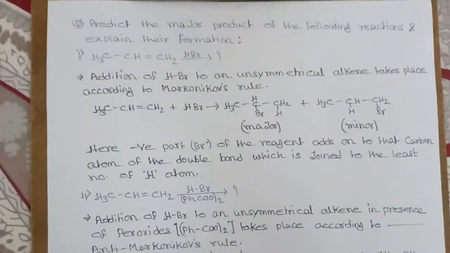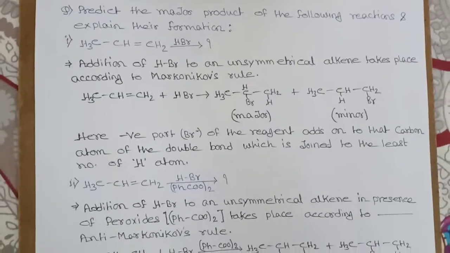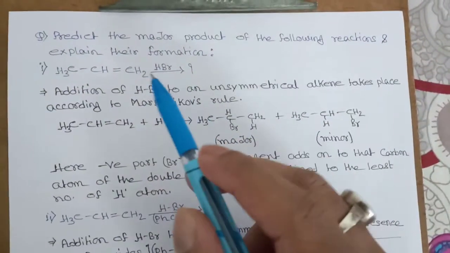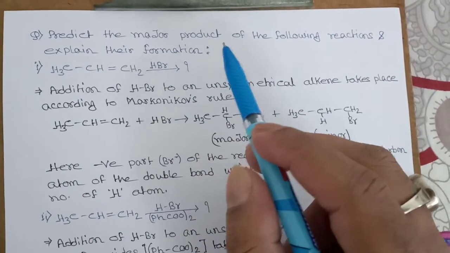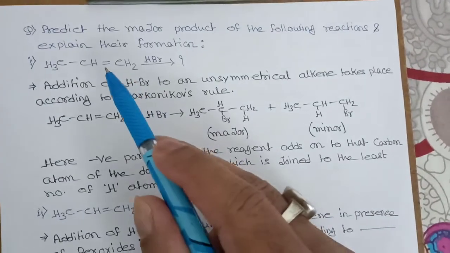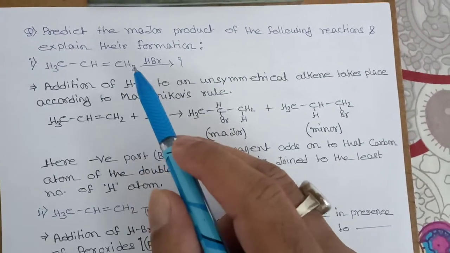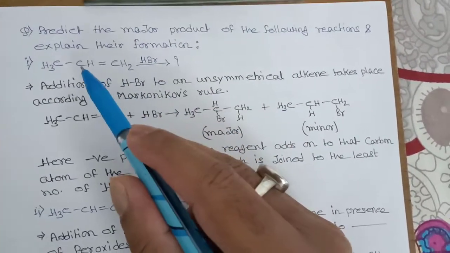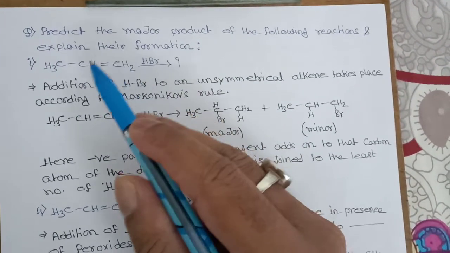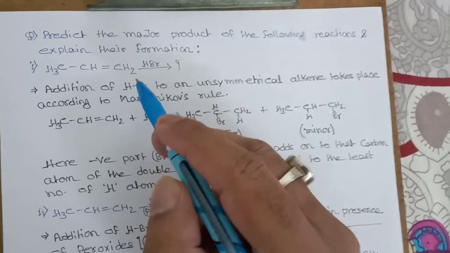Now we will see what is Markovnikov rule and what is anti-Markovnikov rule. With a question: predict the major product of the following reaction and explain their formation. So we will have an unsymmetrical alkene. Why unsymmetrical? Because this carbon has one hydrogen and this carbon has two hydrogens. That's why this type of alkene is called an unsymmetrical alkene.